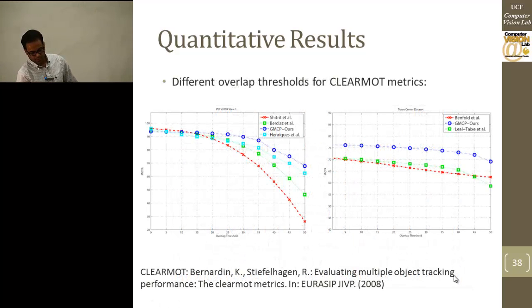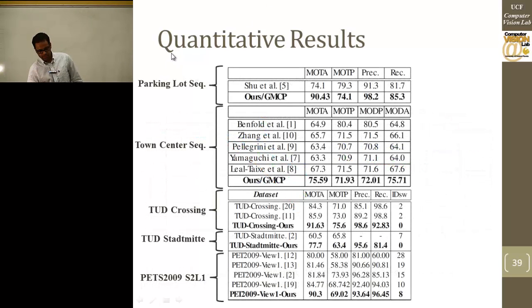Here we have two plots which show the MOTA value for the PETS and town center data sets, against the overlap threshold for the CLEAR MOT metrics. We did this to show that no matter what overlap value you use for CLEAR MOT, we are always doing the best. The blue curve shows our GMCP tracker results, and the rest are state-of-the-art methods. And the last one is the parking lot sequence, which is relatively new. Guang Shu's 2012 paper is the only paper which reported results on that. Again, we are doing very well on that, and the rest are the ones that I showed earlier.